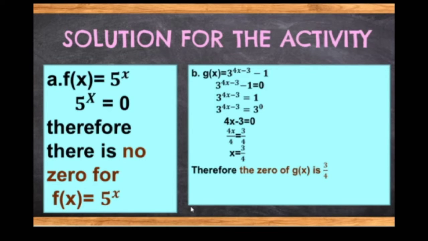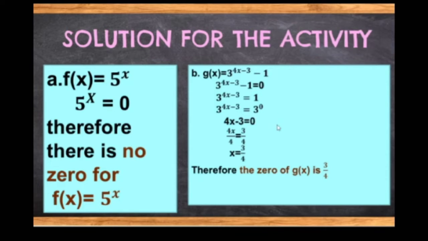Equating g of x is equal to 0, then solve for x. 3 raised to 4x minus 3, minus 1 is equal to 0. 3 raised to 4x minus 3 is equal to 1. Then, 3 raised to 4x minus 3 is equal to 3 raised to 0, because any number raised to 0 is equal to 1. Then, since the base is equal, we just need to cancel it.